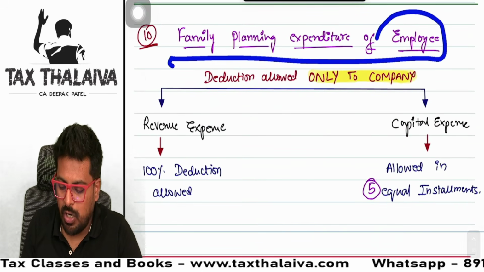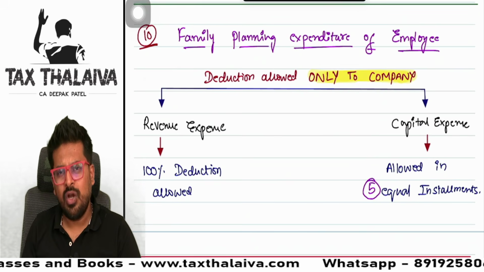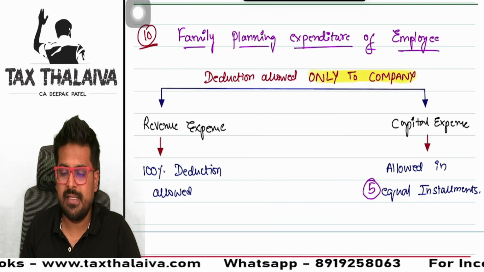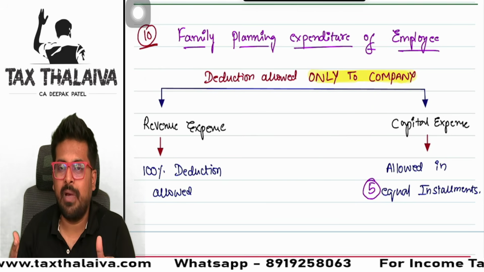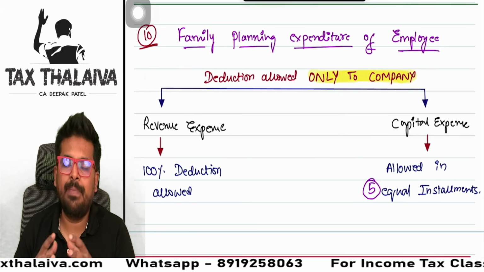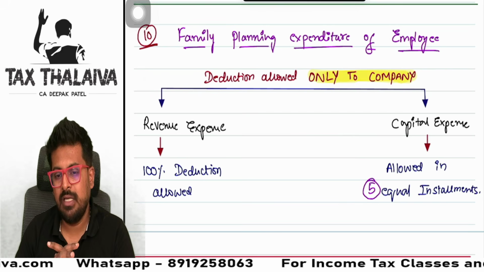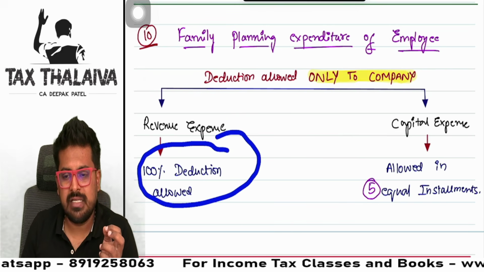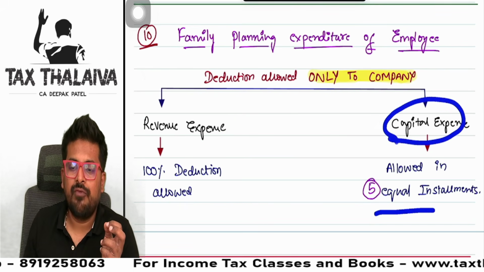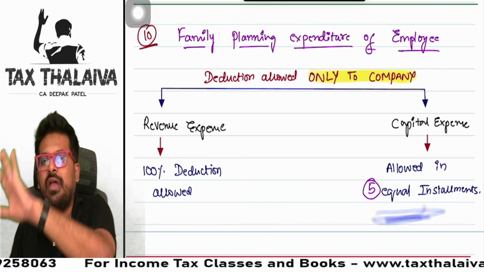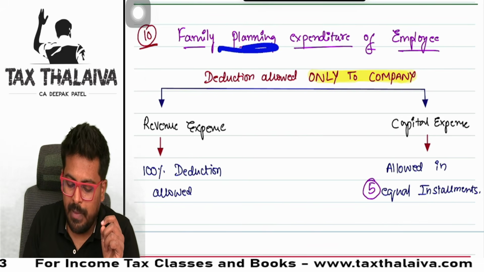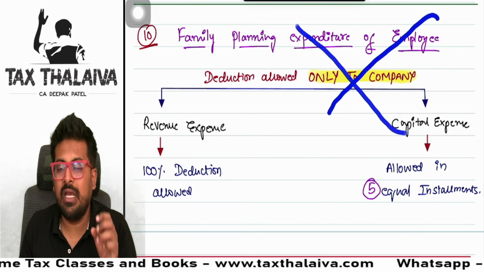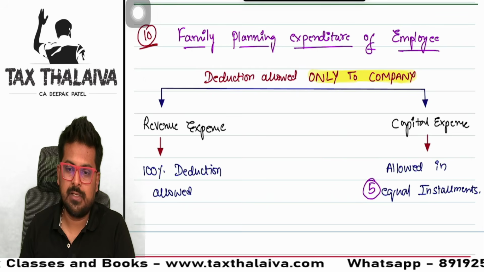Family planning expenditure of employee. A lot of times, this is allowed only in case of companies. Companies spend some money for promoting family planning of the employees. In that case, if it is a revenue expenditure, 100% is allowed. If it is a capital expenditure, 1/5 will be allowed in 5 equal installments. Mind you, family planning expenditure is allowed only in case of companies. It is not allowed in case of other than companies.